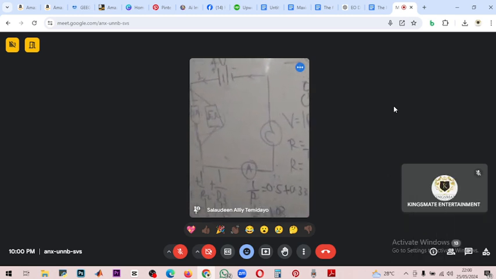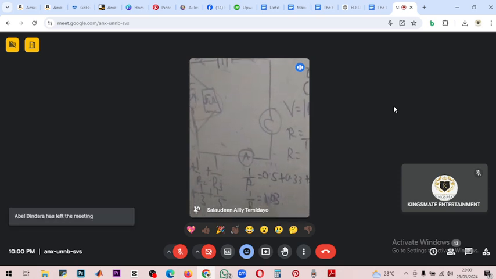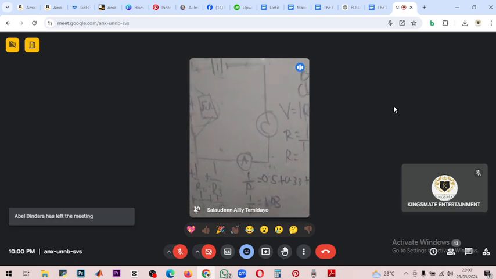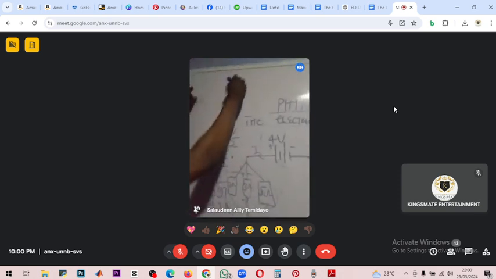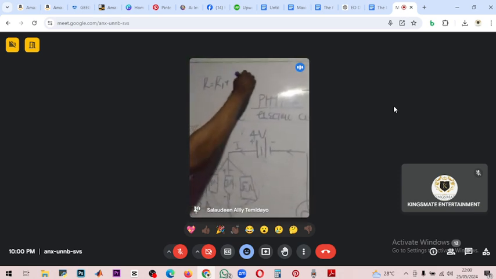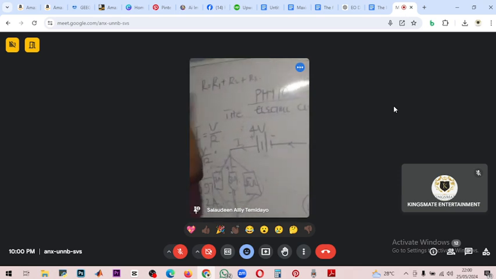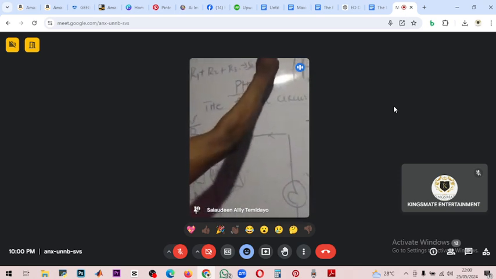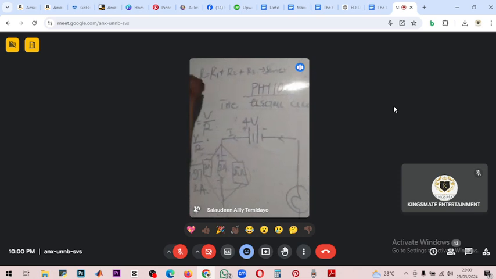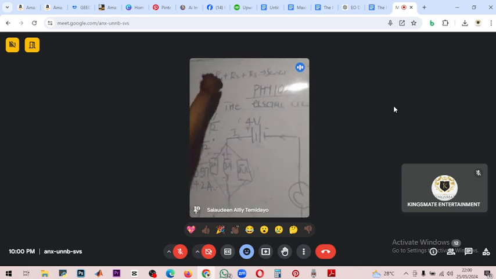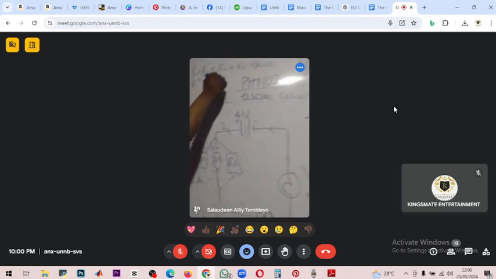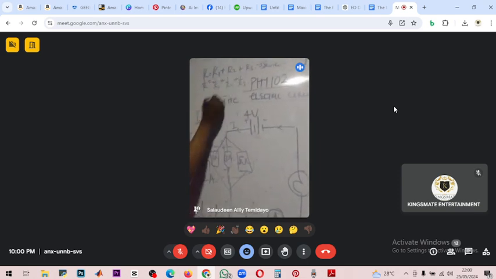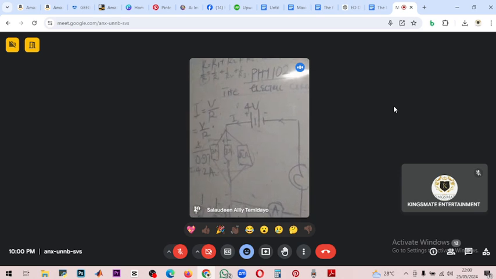connected in series, the formula for the total resistance is R total equals R1 plus R2 plus R3 for series connection of resistors. When they are connected in parallel, it will be 1 over R equals 1 over R1 plus 1 over R2 plus 1 over R3. Then you find the value of R for it.